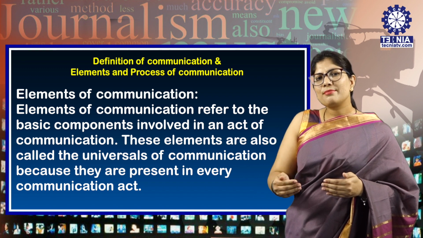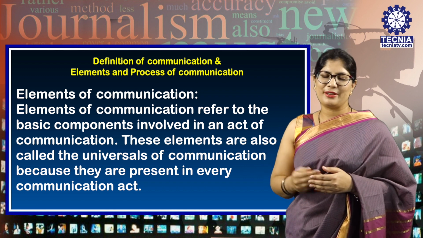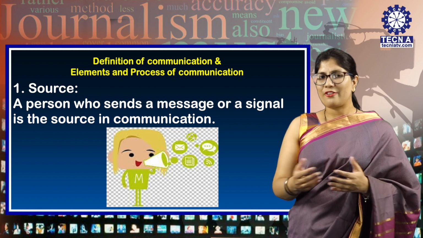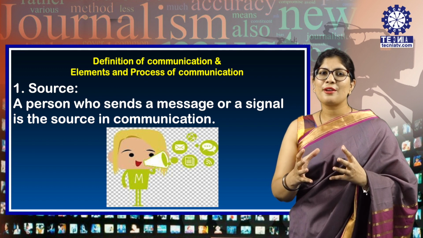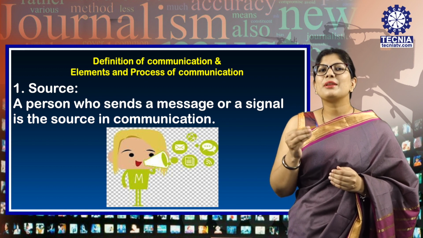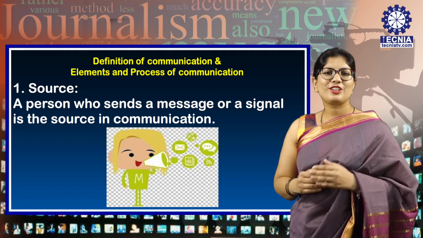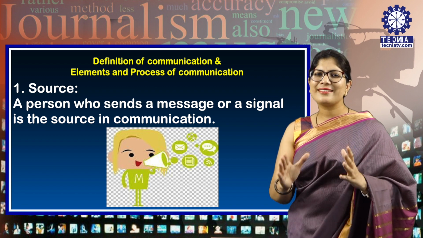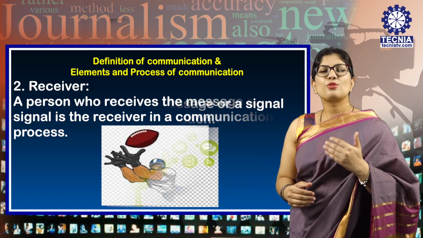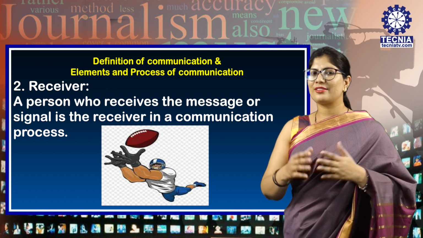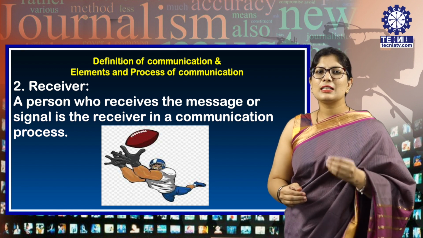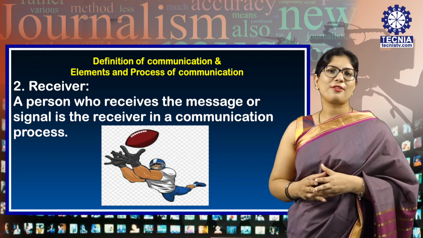So let's talk one by one briefly about these elements. First we have source. Students, source is a person who sends a message or a signal in a communication. Communication, by definition, demands that someone sends signals and someone receives them. Now move forward to our second element of communication, that is receiver. A receiver is a person who receives the message or signal in a communication process.